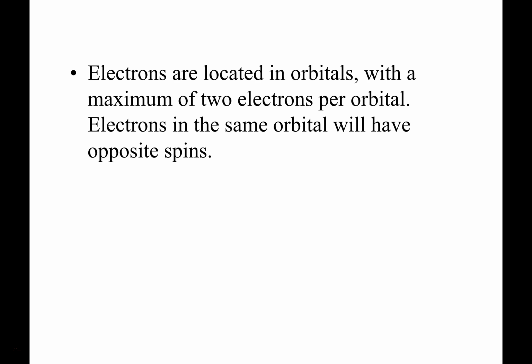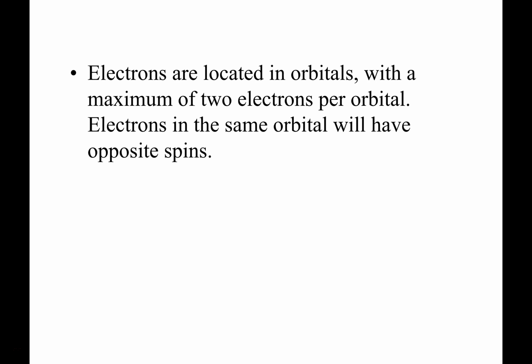So here is another rule that I haven't mentioned yet. Up here, when I put an X through this, why did I put an X through this? Because they're in the same direction. Yeah, they're going the same direction. That's disallowed. It doesn't happen. Here's another to see kind of how we do electrons around an atom. Electrons are located in orbitals with a maximum number of 2 electrons per orbital, and electrons in the same orbital will have opposite spins.